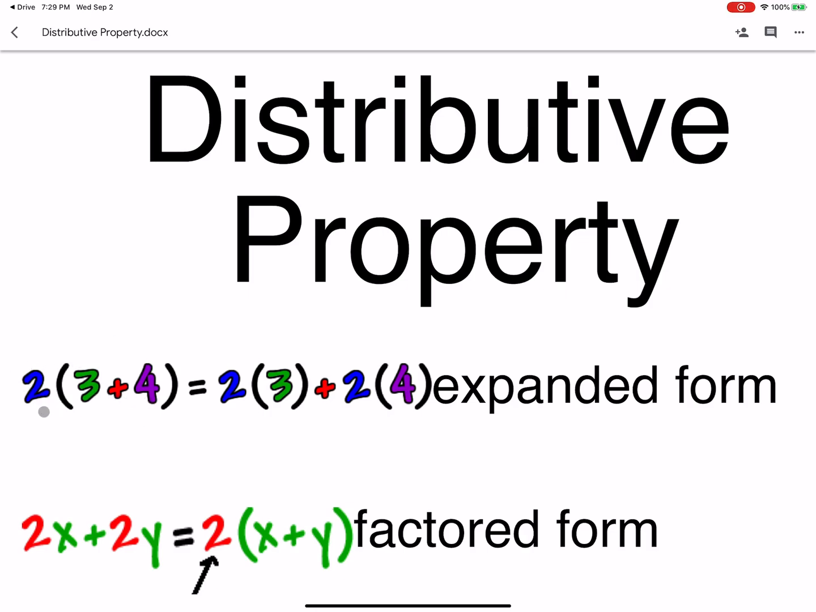If I want to expand this expression, I'm going to take the number on the outside and distribute it to each one. So the expanded form looks like 2 times 3 plus 2 times 4. It's basically what you're doing before you get the answer. Okay? And you can do the exact opposite if I went from the right side to the left side to get the factored form.